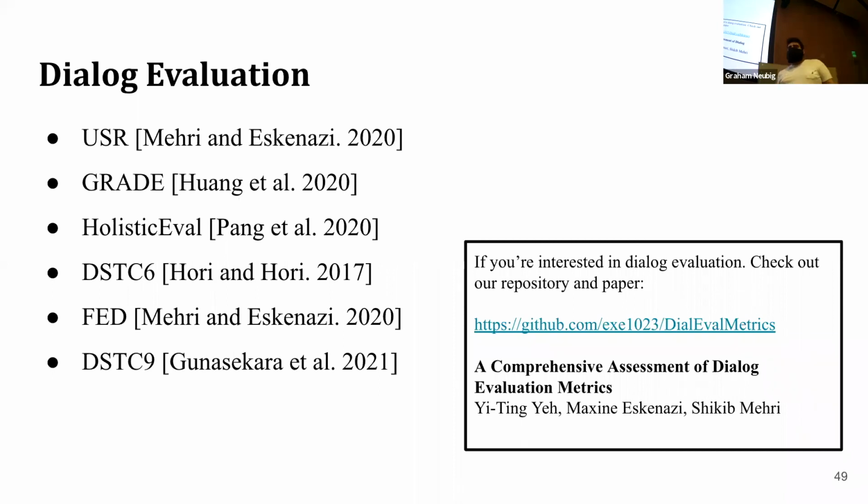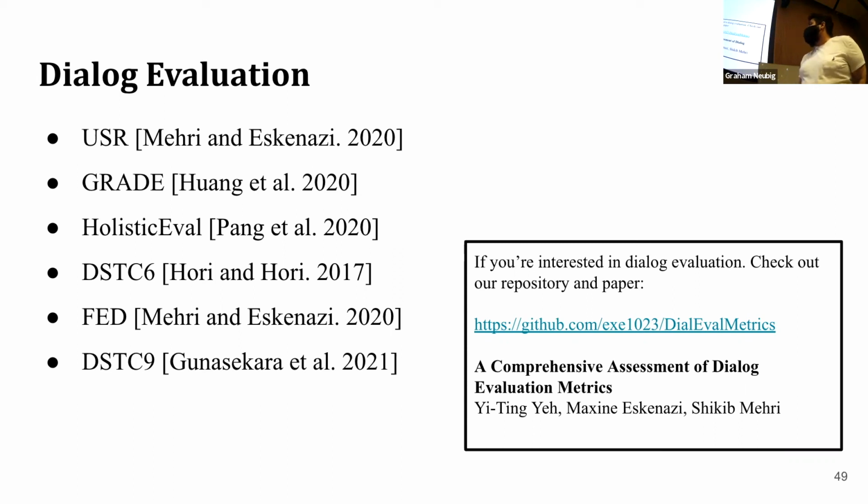If you're interested in dialogue evaluation, and I highly recommend this, by the way, because it's a very doable project for this class, and I think this is still a relatively new research area. There's a lot of potentially interesting things that could be done here. What I've listed here are a couple of data sets for dialogue evaluation: USR, GRADE, Holistic Eval, DSTC6, FED, and DSTC9.